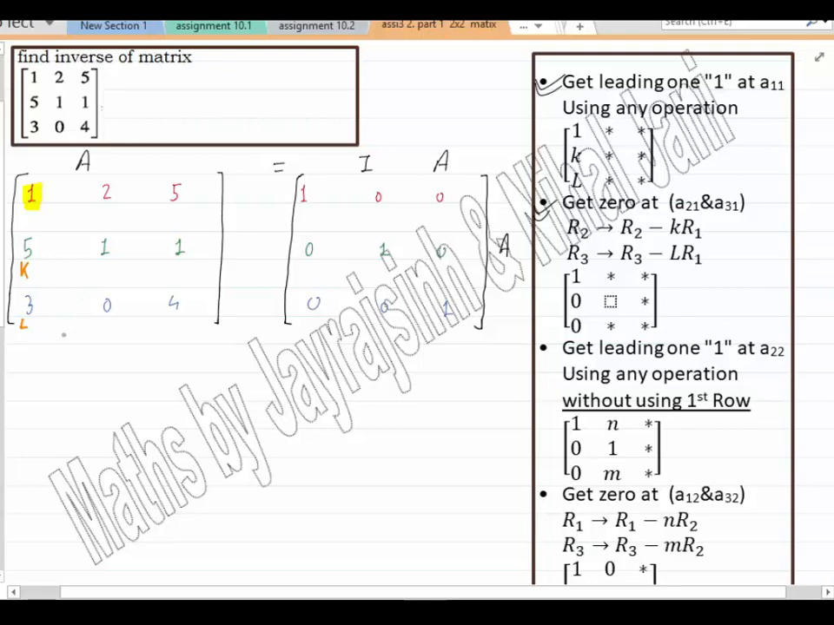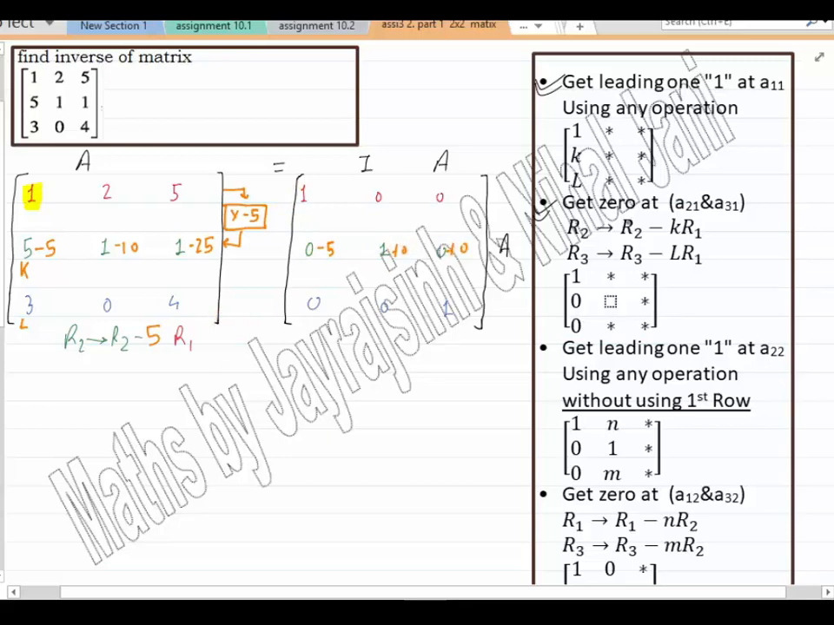Using the operation R2 gives R2 minus K, or we can say 5 R1. So let's do this operation. We have to multiply minus 5 to the first row and add it into the second one. So here we'll get minus 5, minus 10 and minus 25. Same thing on the right side will give us minus 5, plus 0 and plus 0.